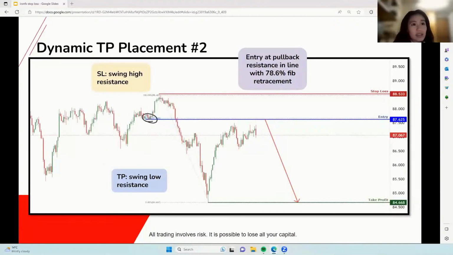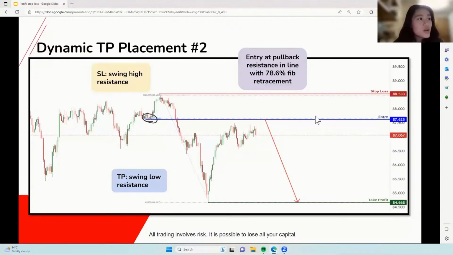So let's take a look at another example. In this case, we have another take profit placement example. Here we're expecting price to bounce off of our entry at the 87.625 level at the pullback. This is what we call a pullback resistance, because we have a swing low here and price has passed this area. Before price actually reverses off this area, it's called a pullback, because we are expecting price to pull back to that level or retrace to that level.